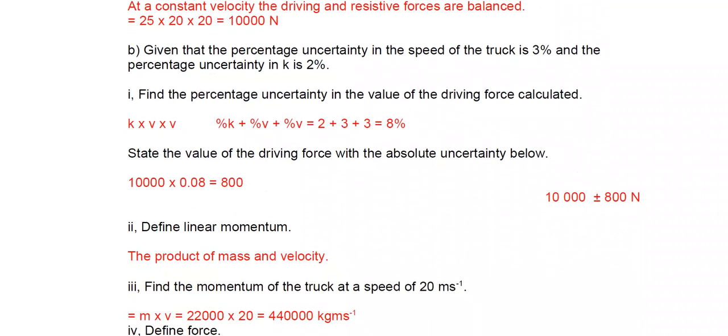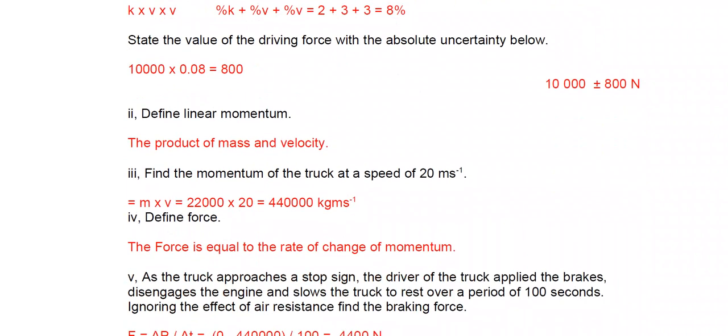Given that the percentage uncertainty of the speed of the truck is 3% and the uncertainty in our constant is 2%, find the value of the percentage uncertainty of the driving force. Well, we use k once and v twice, so it's going to be the percentage uncertainty of k plus the percentage uncertainty of v twice. So 2 plus 3 plus 3 is 8%.